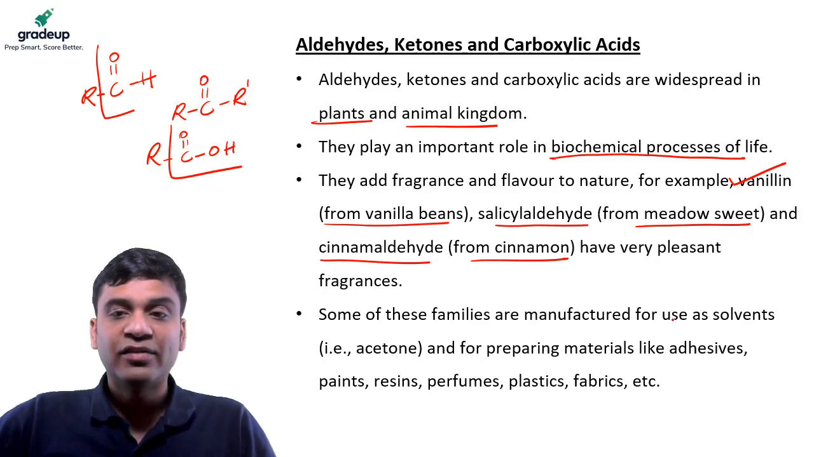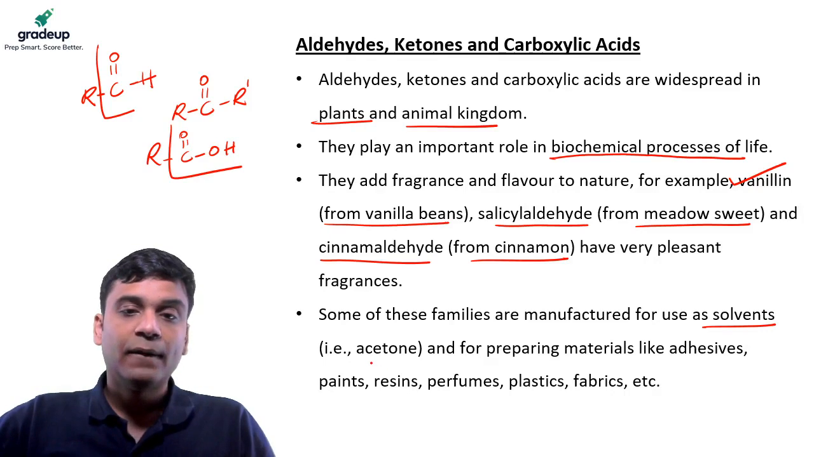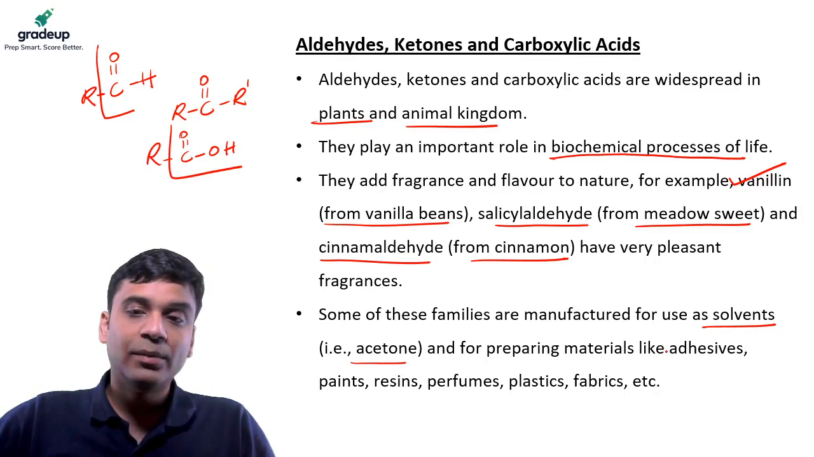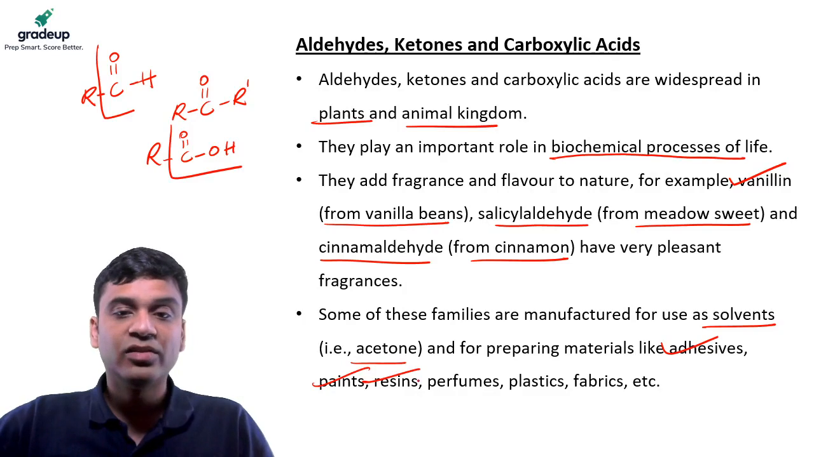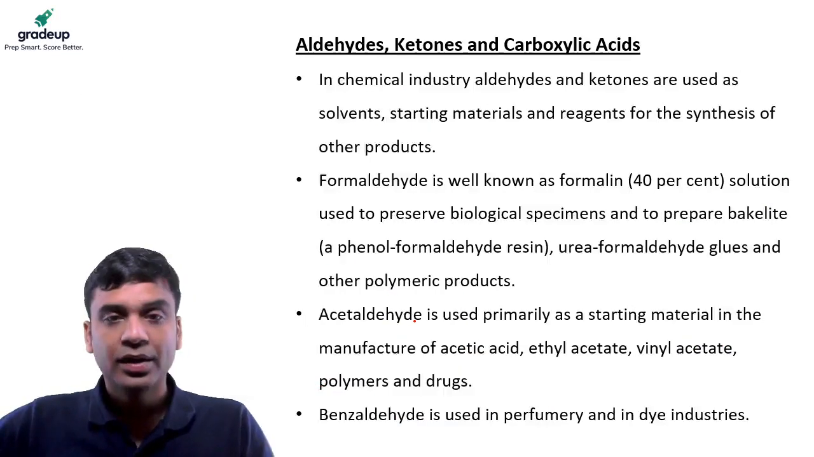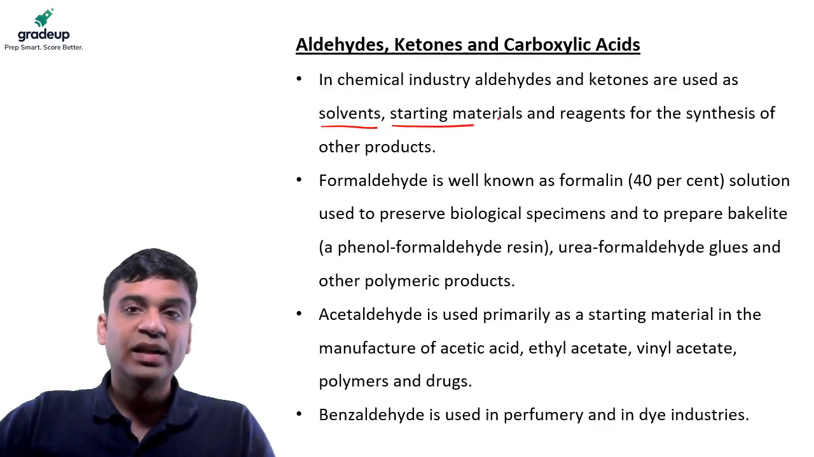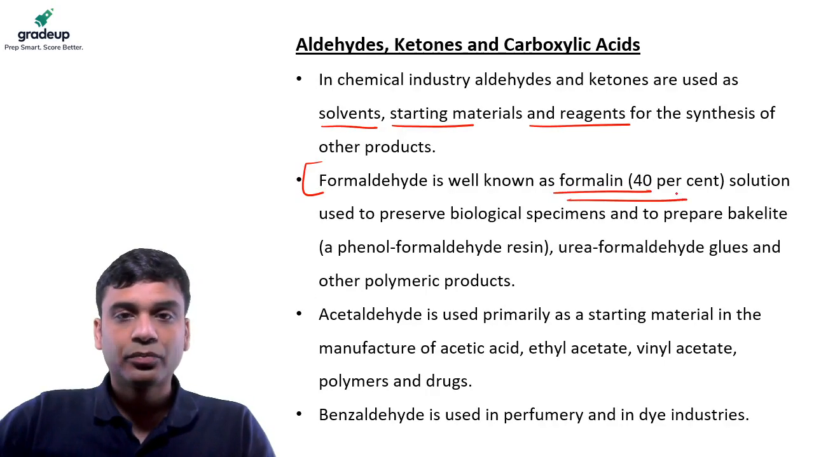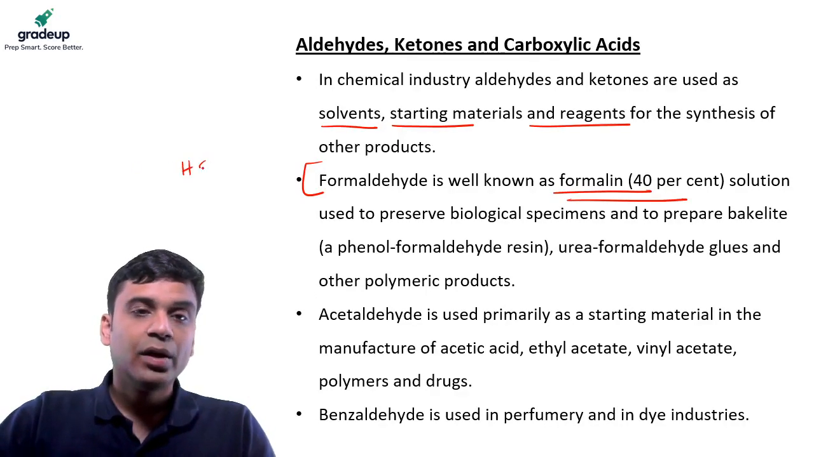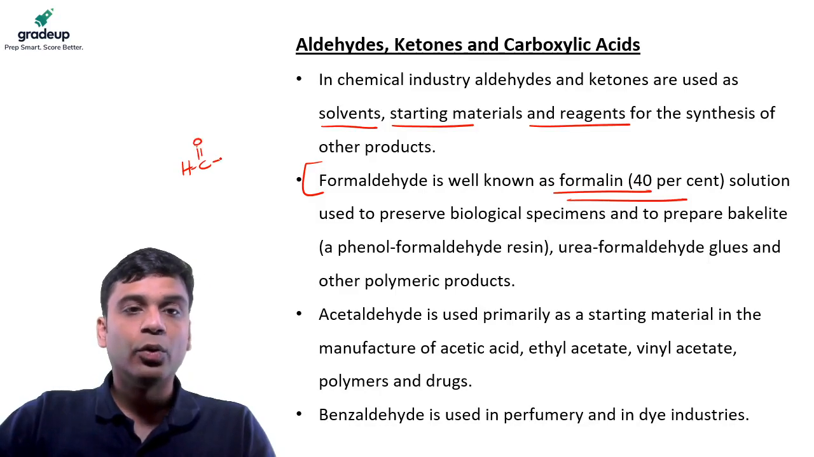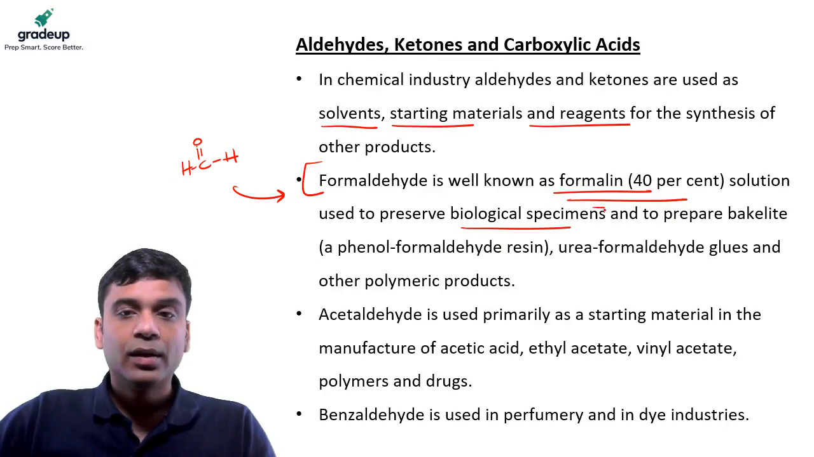And these families are manufactured for use as solvents like acetone, and for preparing materials like adhesives, paints, resins, and perfumes. And in the chemical industry, they are used as solvents, starting materials, and reagents. For example, formaldehyde, known as formalin. What is formaldehyde? Your HCHO. It is used to preserve biological specimens and to prepare bakelite, for glues and other polymeric products.